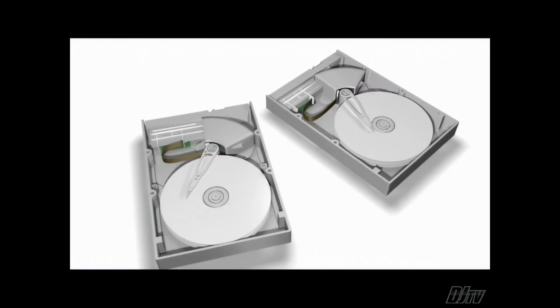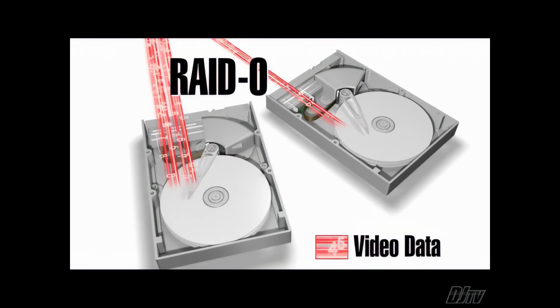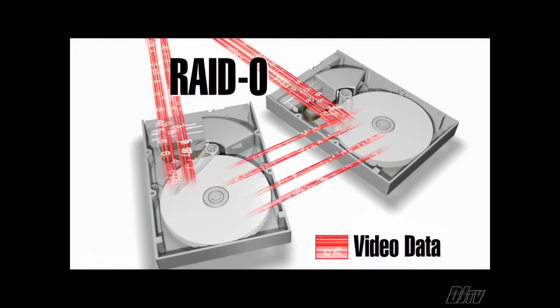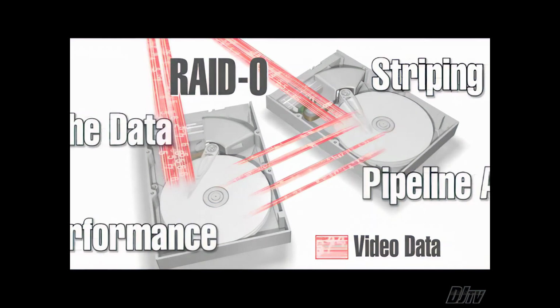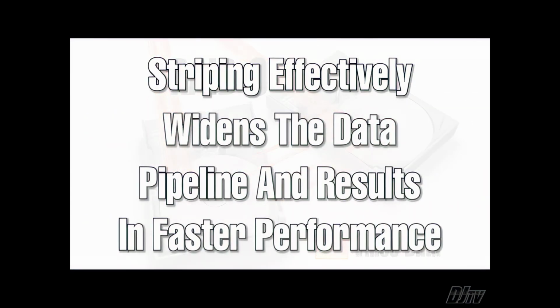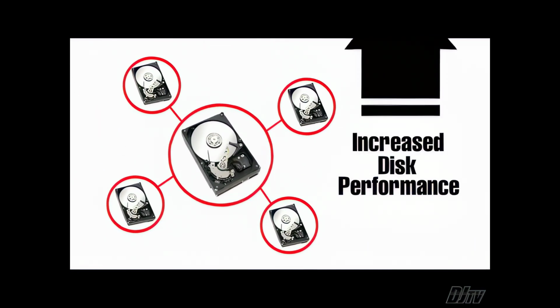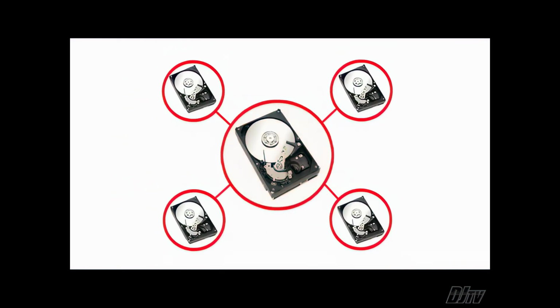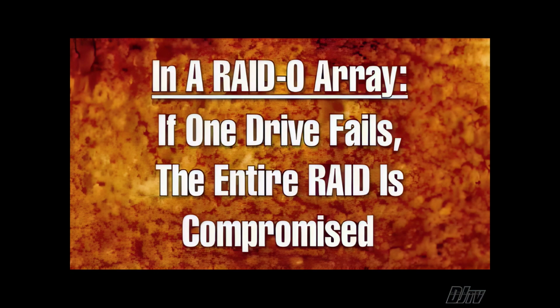RAID level 0, or simply RAID 0, works by striping data across two or more disks at once, which has the effect of widening the data pipeline, resulting in much faster performance. Unfortunately, while you've increased disk performance, if one drive in the RAID fails, the entire RAID is toast. So you've basically doubled your chances of losing everything.